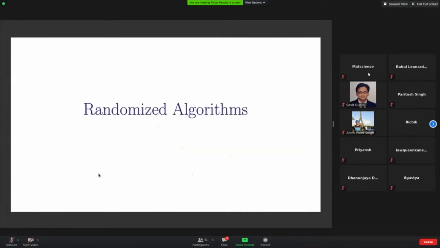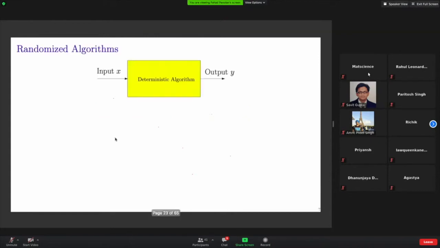Okay. Now, this is all I wanted to talk about, just basic stuff on discrete probability, and then let's move on to some randomized algorithms. Okay. So what is a randomized algorithm? What is a deterministic algorithm? It is step-by-step instructions, and it will have an input X, and you expect an output Y that depends on X, right?